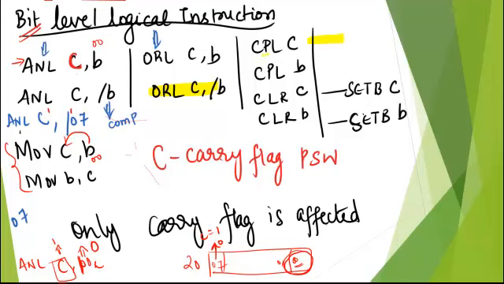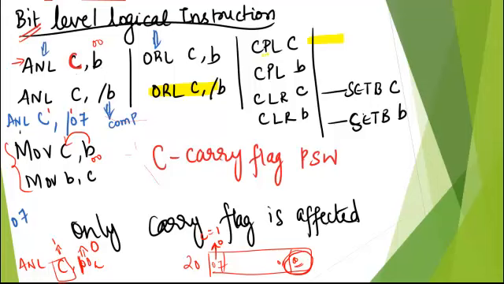ORL is nothing but the OR instruction. Bit level logical operation is possible: ORL C comma B and ORL C comma slashed bit, just like your AND. And then complement your carry bit, complement your addressed bit, clear your carry bit, clear your addressed bit. Similarly, clearing means make it a 0, that is clear.